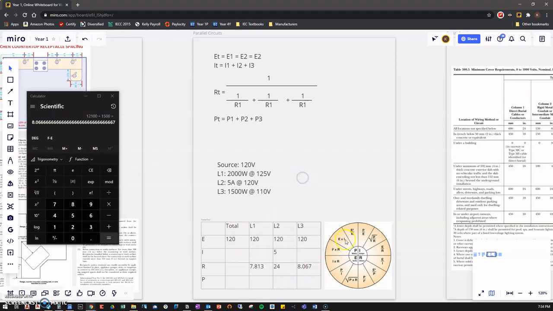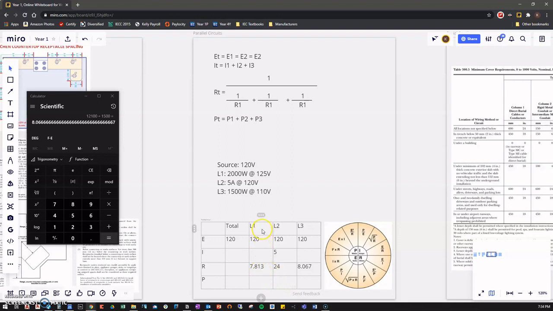Okay, so what we could do, we can find total resistance with this formula. I don't want to do that. I told you guys we're not going to do that. Frankly, I don't even know if I'm up for the challenge right now. What else could we do?